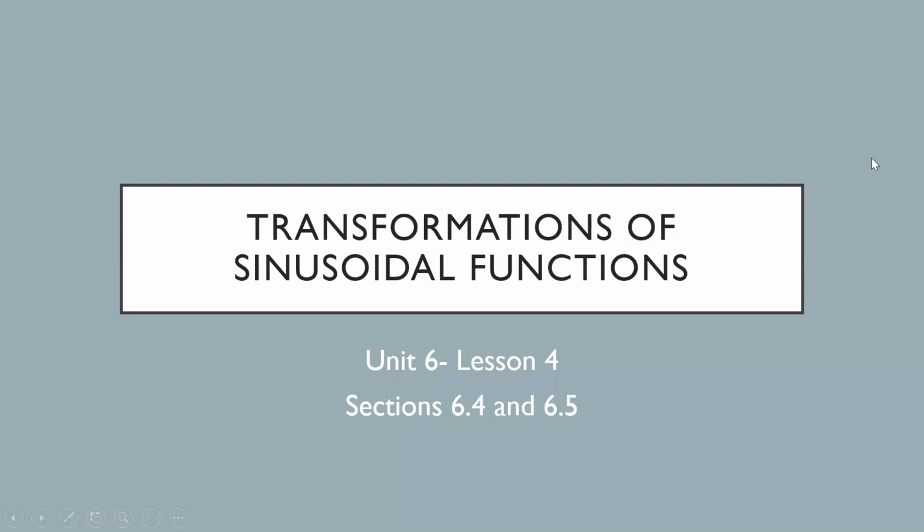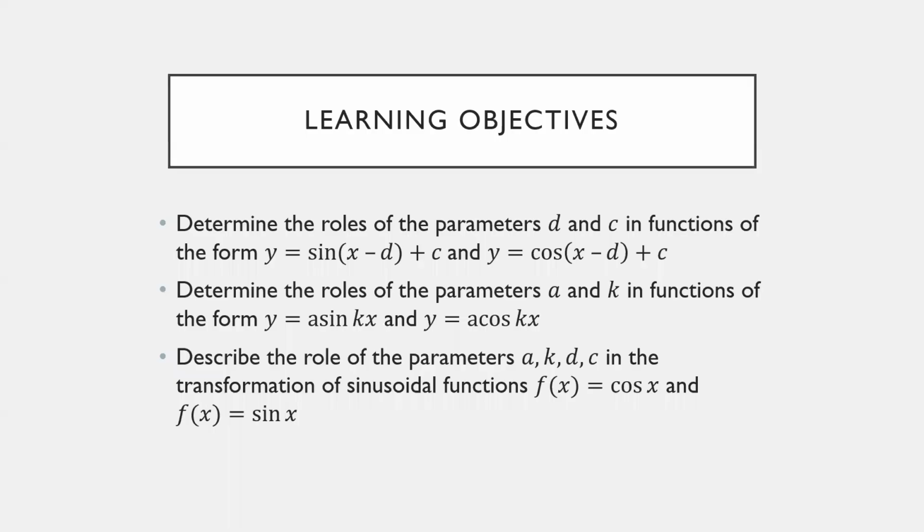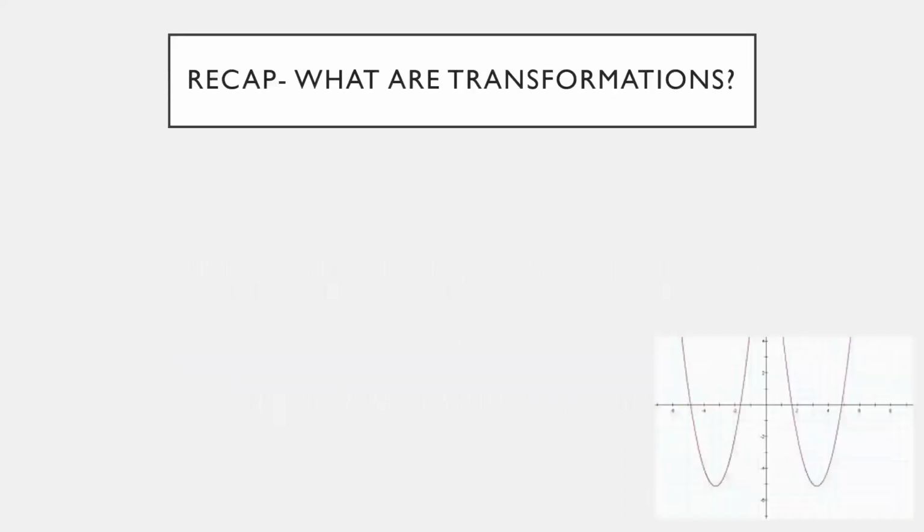Hey, great time. So in today's lesson 4 of Unit 6, we're going to go over transformations of sinusoidal functions. And for the ones watching this video, you'll notice that I had a note template that goes along with this. So I highly recommend that you also look at that as well. What we're going to cover today is the roles of the parameters d and c specifically first, then the roles of the parameters a and k, and then of course we're going to look at all three, a, k, d, and c, in the transformation of sinusoidal functions, cosine and sine function. That's basically the goal for today.